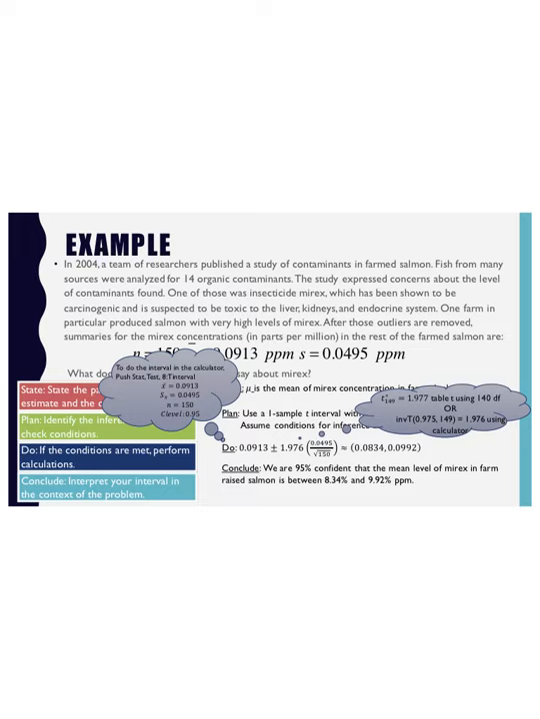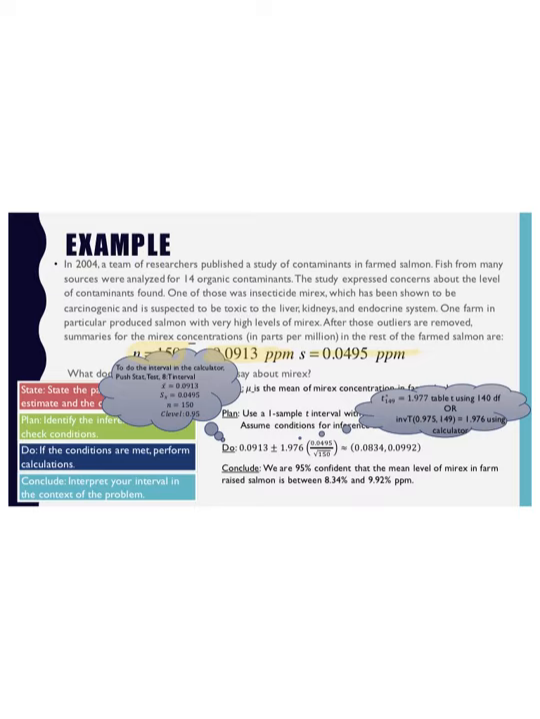After those outliers are removed, the summary for the Mirex concentration in parts per million in the rest of the farmed salmon is as follows. The n is 150. I think in your note packet it says 159, so make sure you change that. X bar is 0.0913 parts per million, and the standard deviation is 0.0495 parts per million. And the question says, what does a 95% confidence interval say about Mirex?